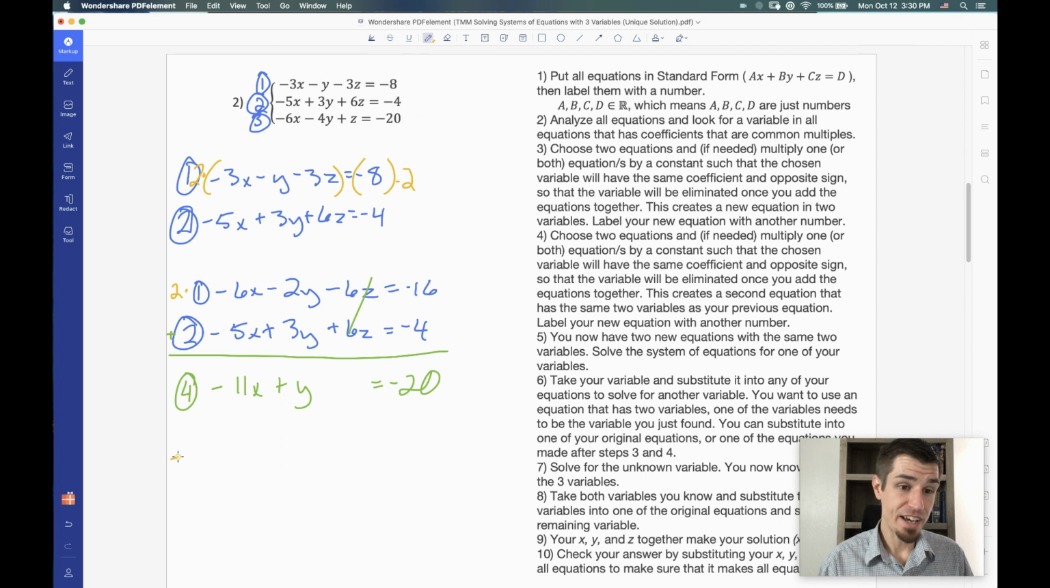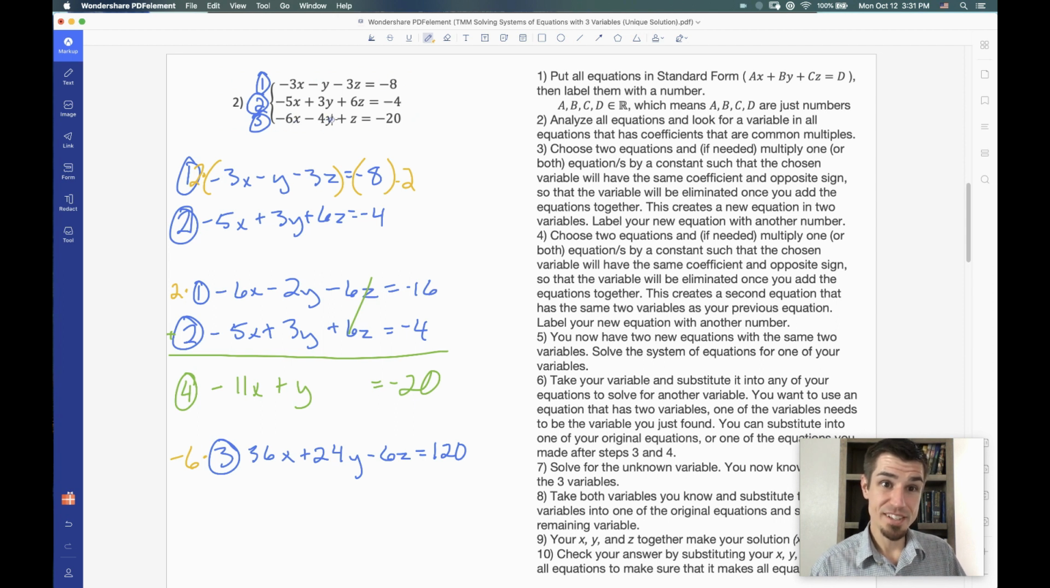So let's just go ahead and write that. I'm going to take negative 6, multiply it by equation 3. And let's just go ahead and write it. Don't forget, you need to distribute negative 6 to every single term, okay? So the negative will flip-flop all the signs, and then the 6 will just multiply by 6. So we're going to have positive 36x plus 24y minus 6z equals positive 120. I just took negative 6 and I multiplied equation 3 by negative 6. Every single term had to be multiplied by negative 6.